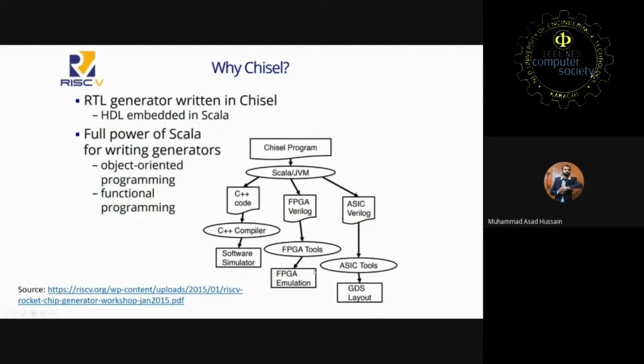So why Chisel? Because it's an embedded Scala language. Scala is basically the combination of both object-oriented programming and functional programming. So you can develop the hardware with the agile methodology and with more abstraction as well. You don't have to worry about the hardware for most of the time. If you have good programming knowledge of object-oriented and functional programming, you can easily develop the hardware using the Chisel tool. This is why Chisel is used.